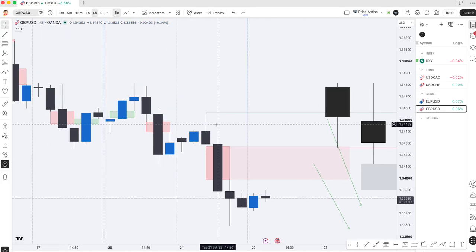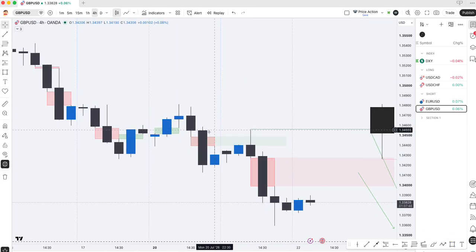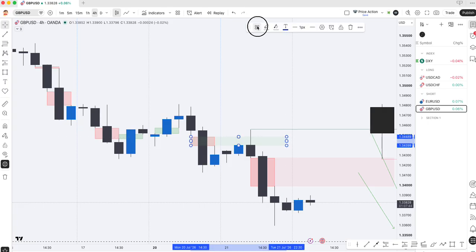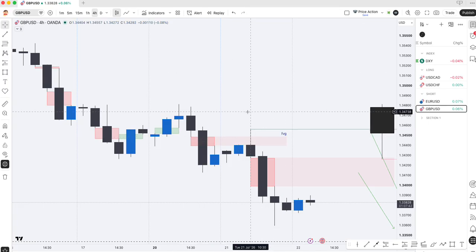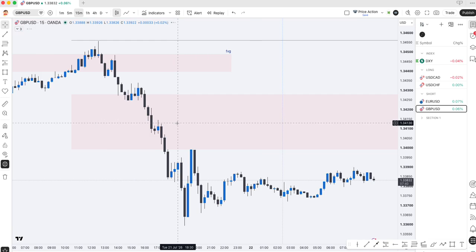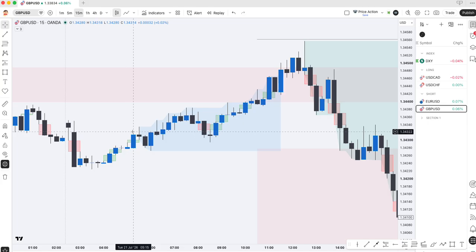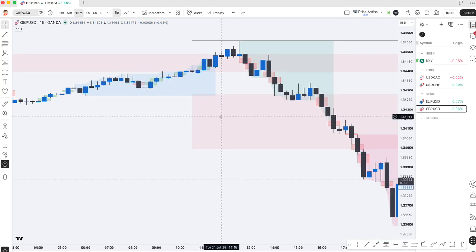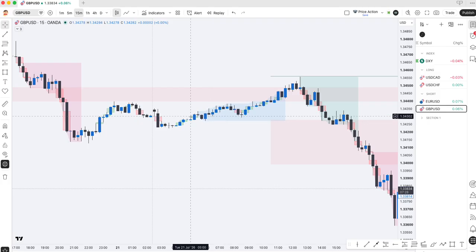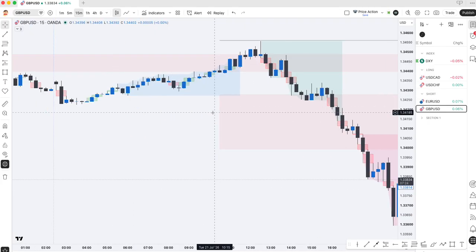So again, yesterday my bias was bearish. This was a bearish fair value gap. And let's go to 15 minutes. So the blue range is the Asian range. That means from this time to this time, Asian market was open, which is very low on volume. What did Asian market do? It pulled back into the bearish fair value gap.